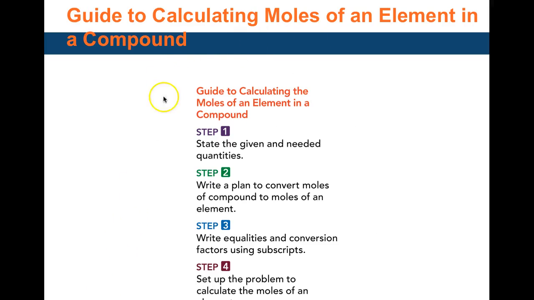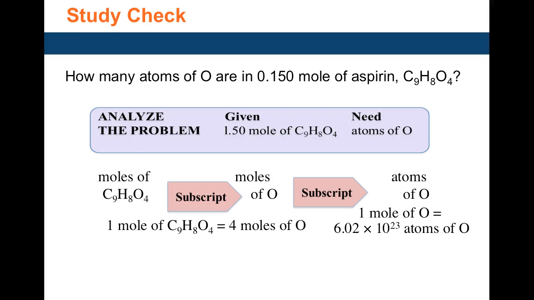So when you're calculating moles of an element in a compound, again, look at what's given to you. What do you need to calculate? Write out the plan. Write conversion factors and equalities using the subscripts, and then set up the problem and convert for the unknown. So how many atoms of O are in 0.15 mole of aspirin? So if you look at the aspirin formula, for 1 mole of aspirin, you have 4 moles of O. So if you have 1.5 moles of aspirin, how much would it be? That would be approximately 6 moles of O, right? 1 is 4 moles, and then add on another half mole, and so you should get around 6 moles.